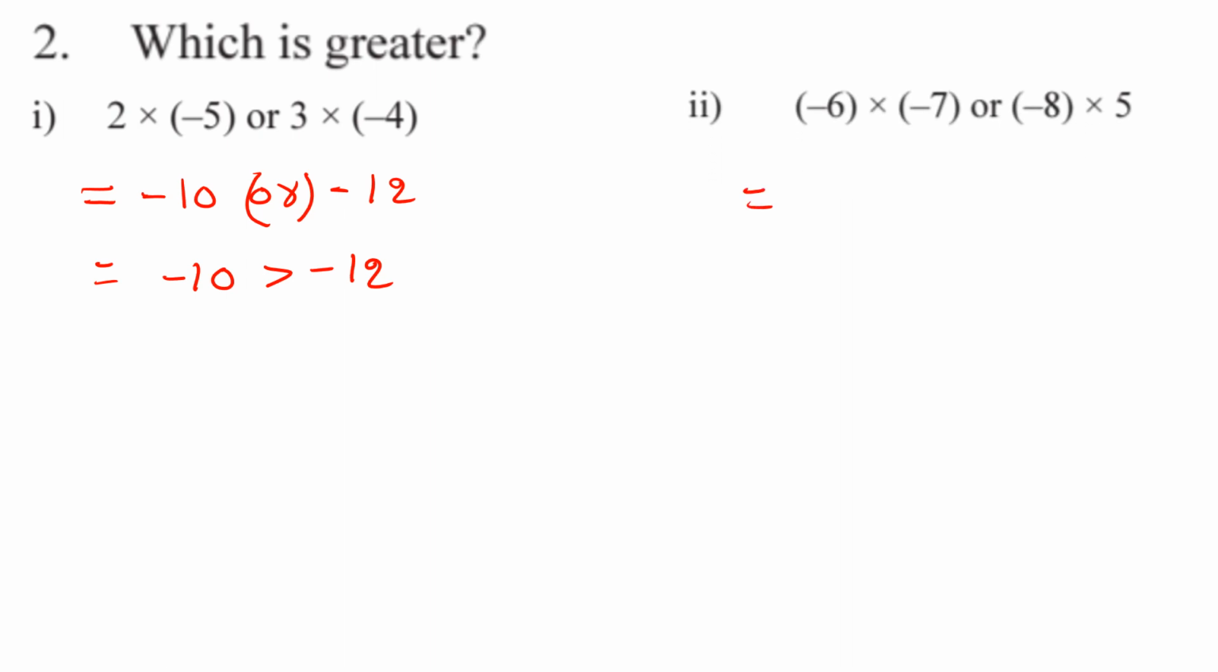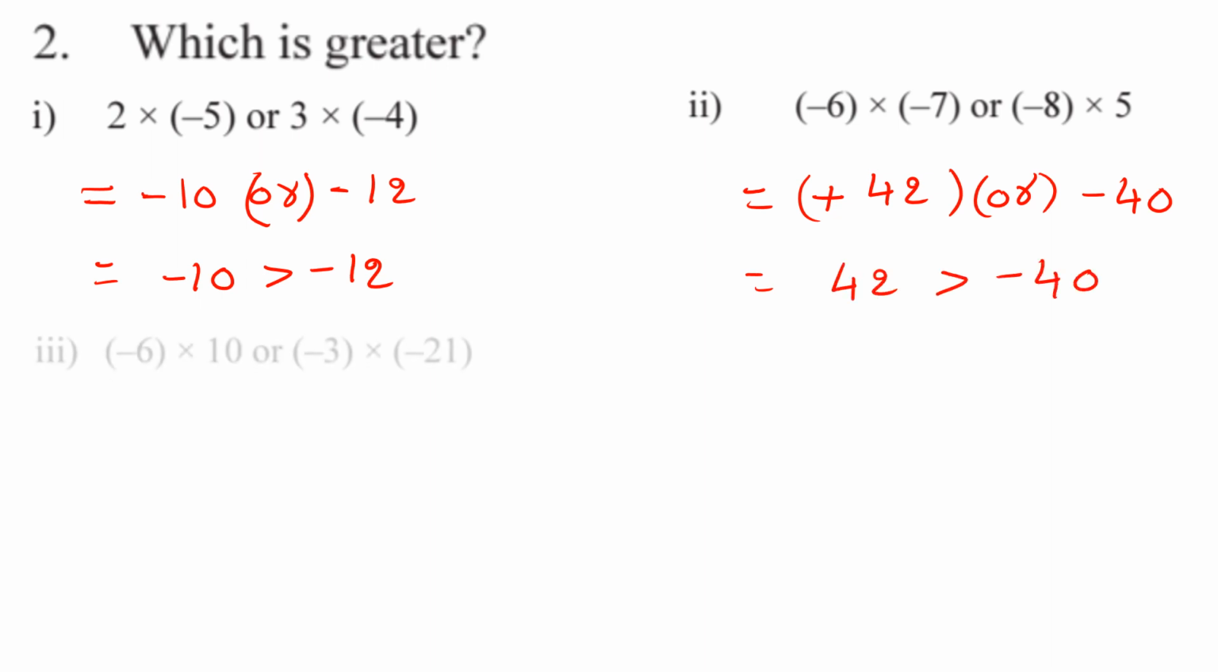Look at that: minus 6 into minus 7 or minus 8 into 5, which is greater? Minus into minus should be plus, 6 sevens are 42. And minus 8 into 5 is minus 40. Positives are always more than negative numbers, so 42 is greater than minus 40. Let us see one more question.